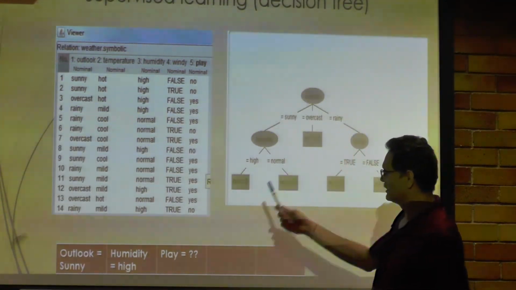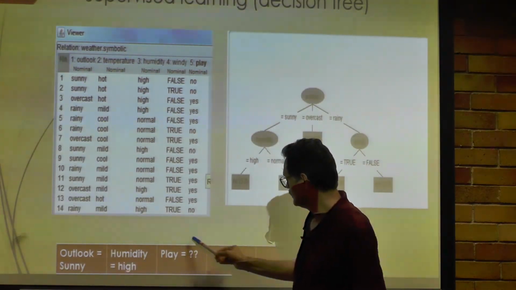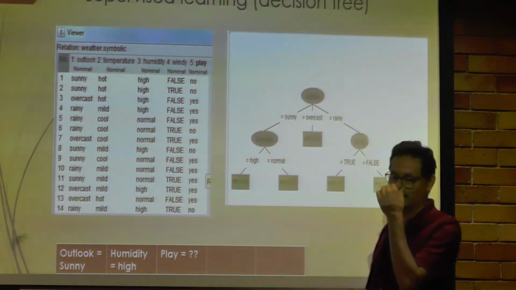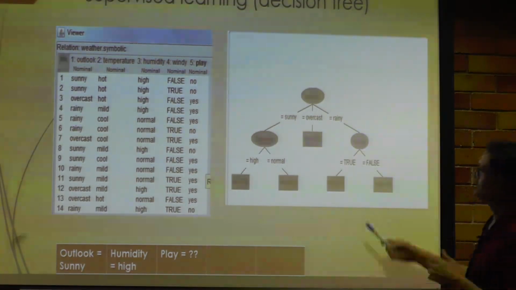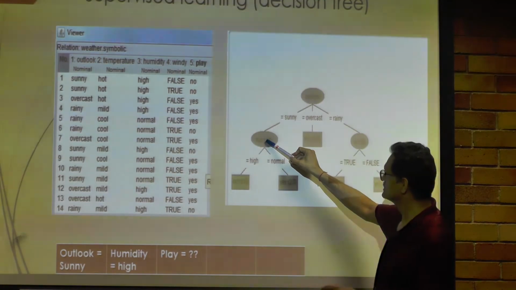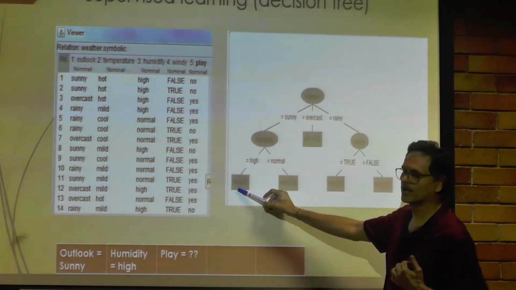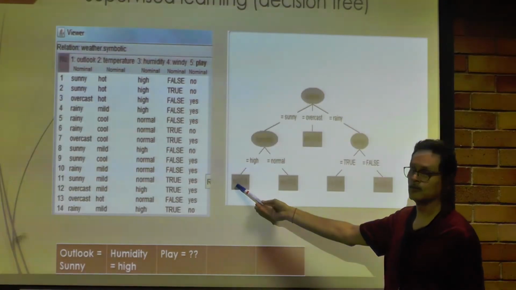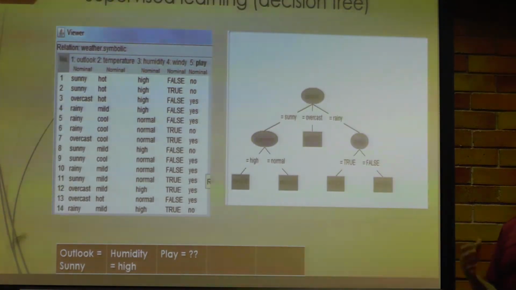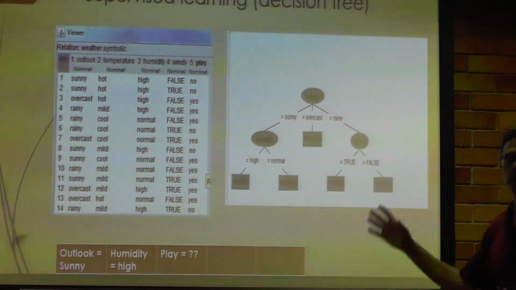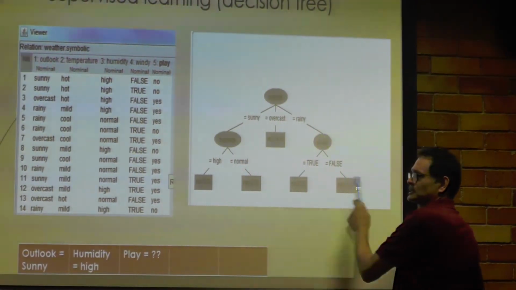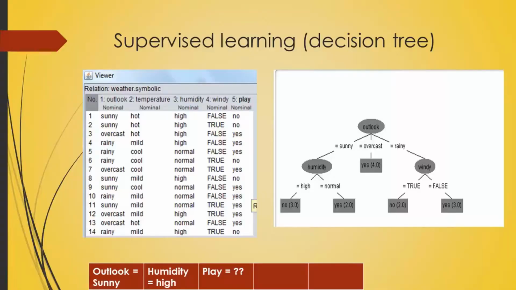Okay, so let's try. Let's see, would this person play if the weather looks sunny and the humidity is high? How will we know? We say outlook is sunny, so we follow this route, right? And then we say the humidity is high, so we follow this route. What's the answer we get? We say no, the person will not play, which can be verified from the data. This whole tree has been come up with by the algorithm that we are using. The tree is designed by that algorithm, and it helps us in making the decisions that we are interested in. Making sense?